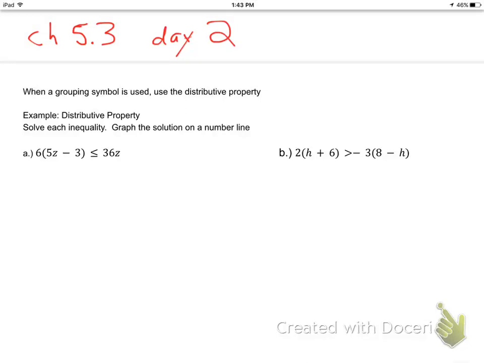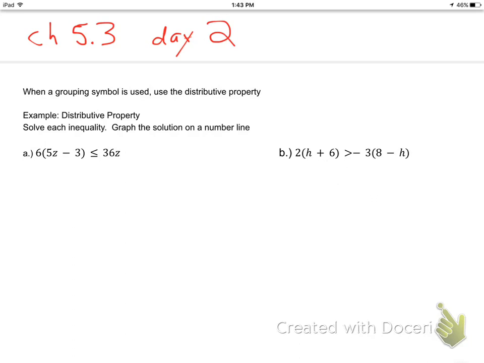5.3 day 2. So today we are going to do the exact same thing we did yesterday, but we're going to obviously complicate it, mess it back up a little bit more. And we now are bringing in groups, parentheses. We're going to have to distribute here because they're going to have grouping symbols. We got grouping symbols on the left side of this one, and we got grouping symbols on both sides.